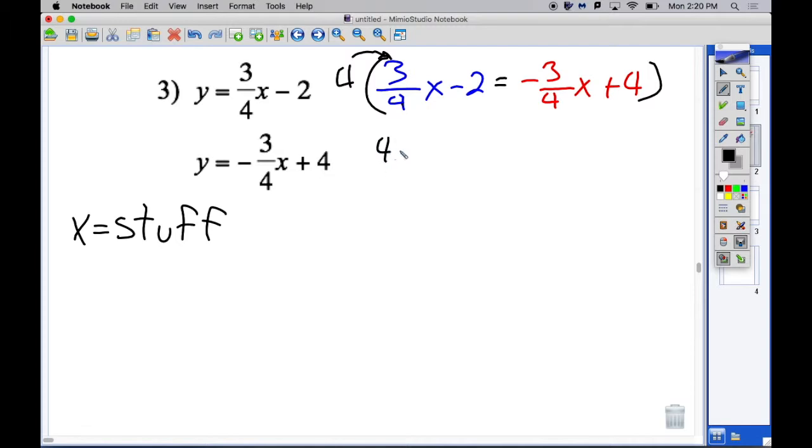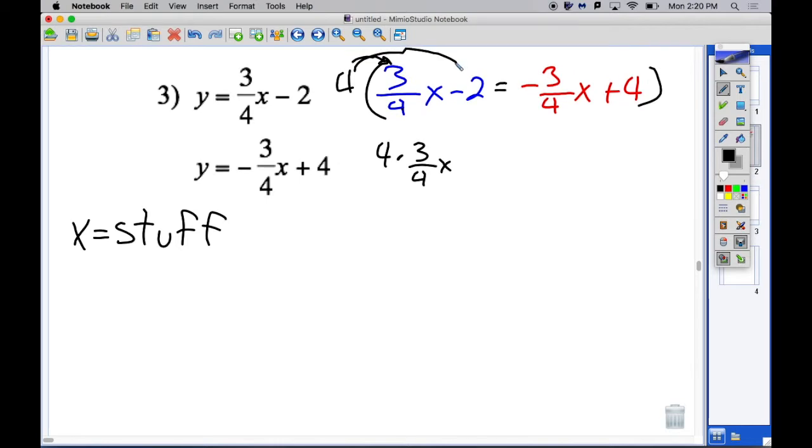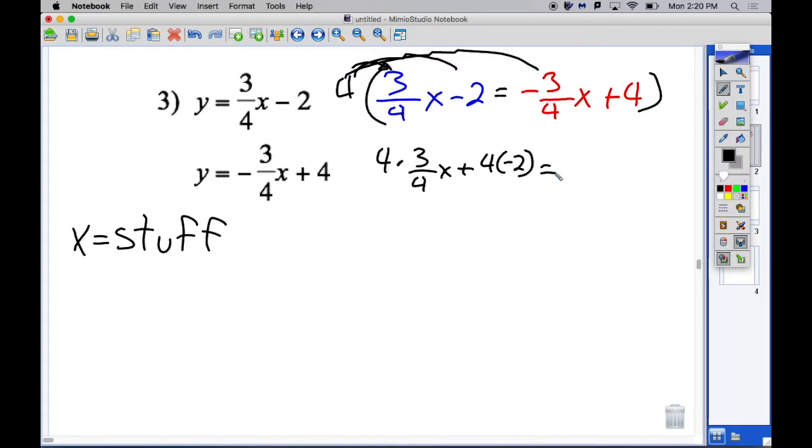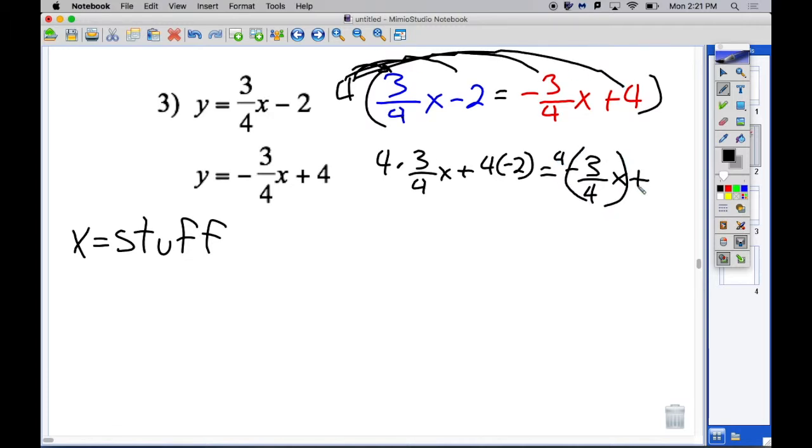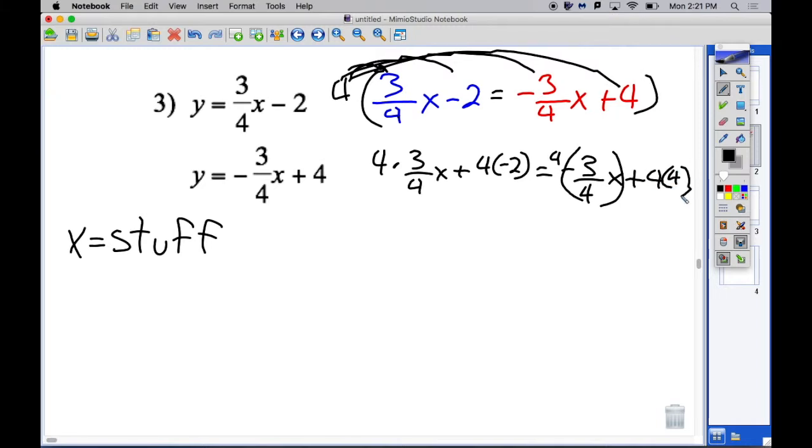Let me just write it out. So I say 4 times 3/4 x, then plus 4 times negative 2. Then the equal sign, and then I've got negative 3 over 4 x, but I'm going to multiply that by 4, and then multiply this by 4. So then I've got plus 4 times 4. So I'm multiplying every term by 4.